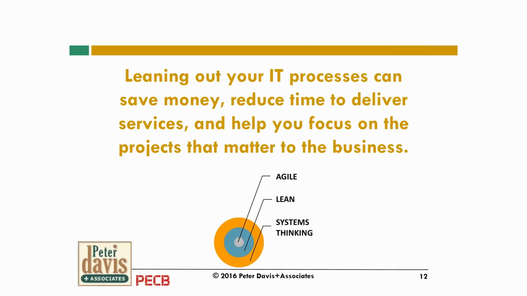So what we want to do in Lean IT, and generally in Lean, is to lean out your processes, in our case our IT processes. And by doing so, we'll save money and reduce time to deliver services. So saving the money, it goes back to what I said, find that fat in your processes and reduce it, and use that money either in other areas of your organization or redeploy it within your IT group. We definitely want to reduce time to deliver services because, again, the more we can reduce that time, the more service we can provide. And it also helps you to focus on projects that matter to the business.